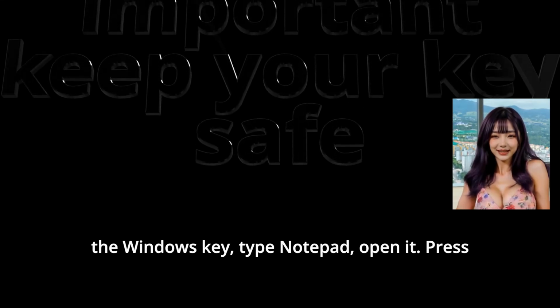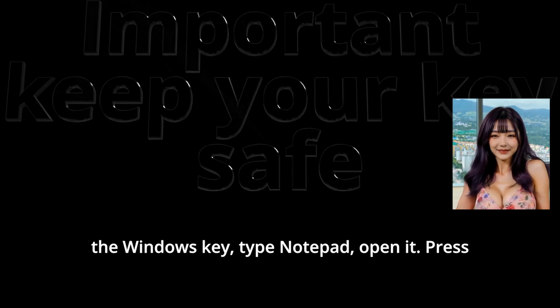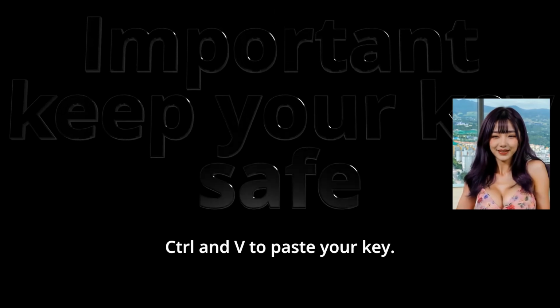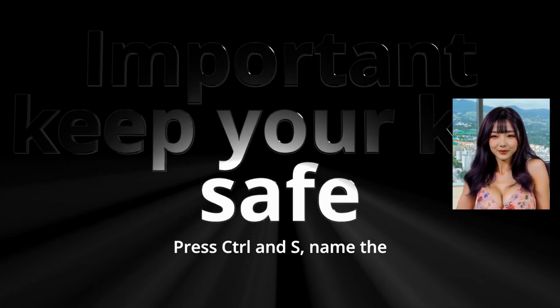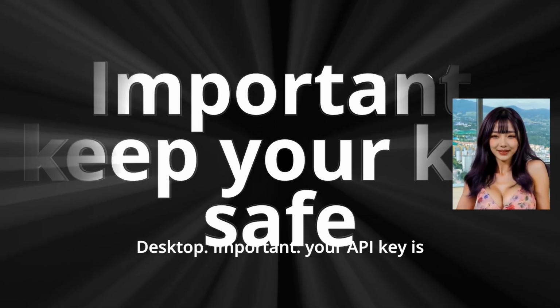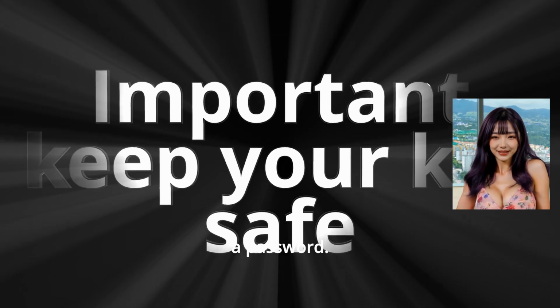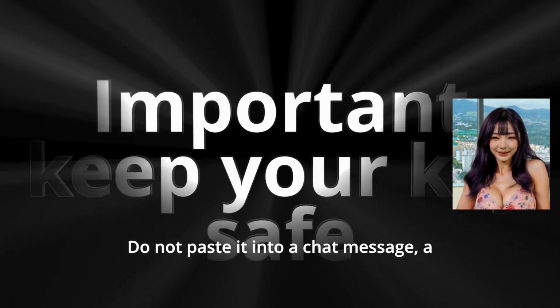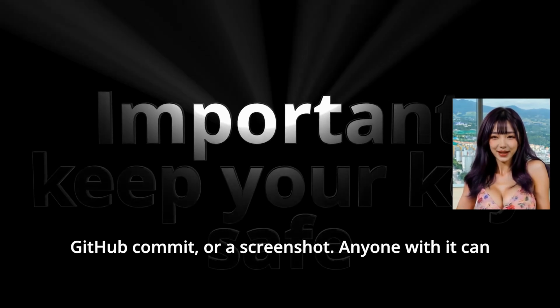Press the Windows key, type Notepad, open it. Press Ctrl and V to paste your key. Press Ctrl and S, name the file apikey.txt, save it to your desktop. Important, your API key is a password. Do not paste it into a chat message, a GitHub commit, or a screenshot.